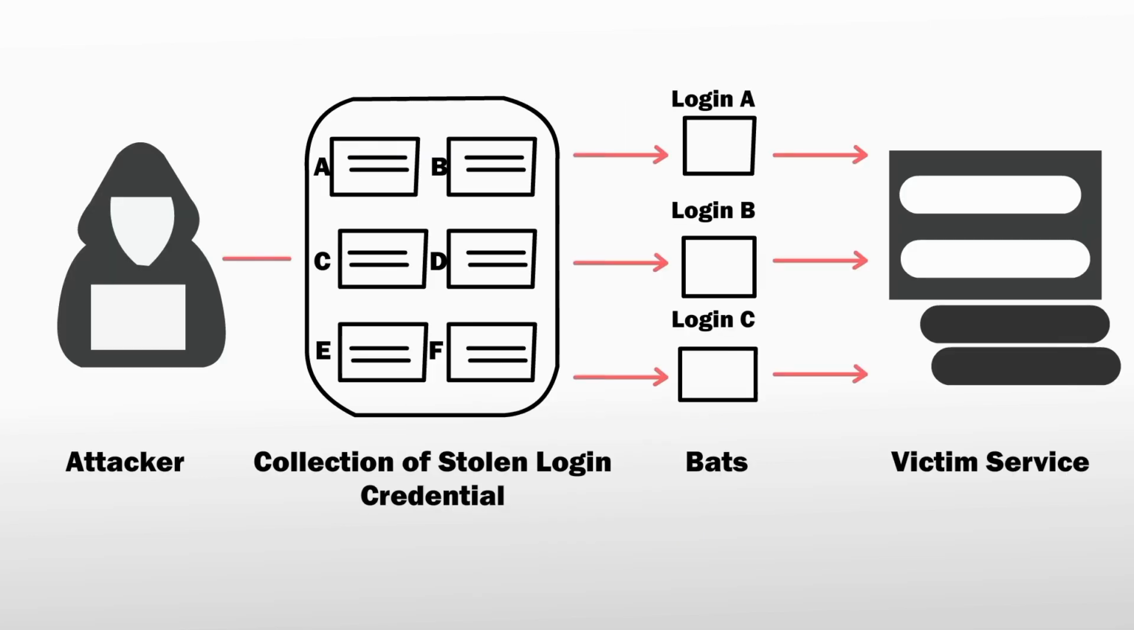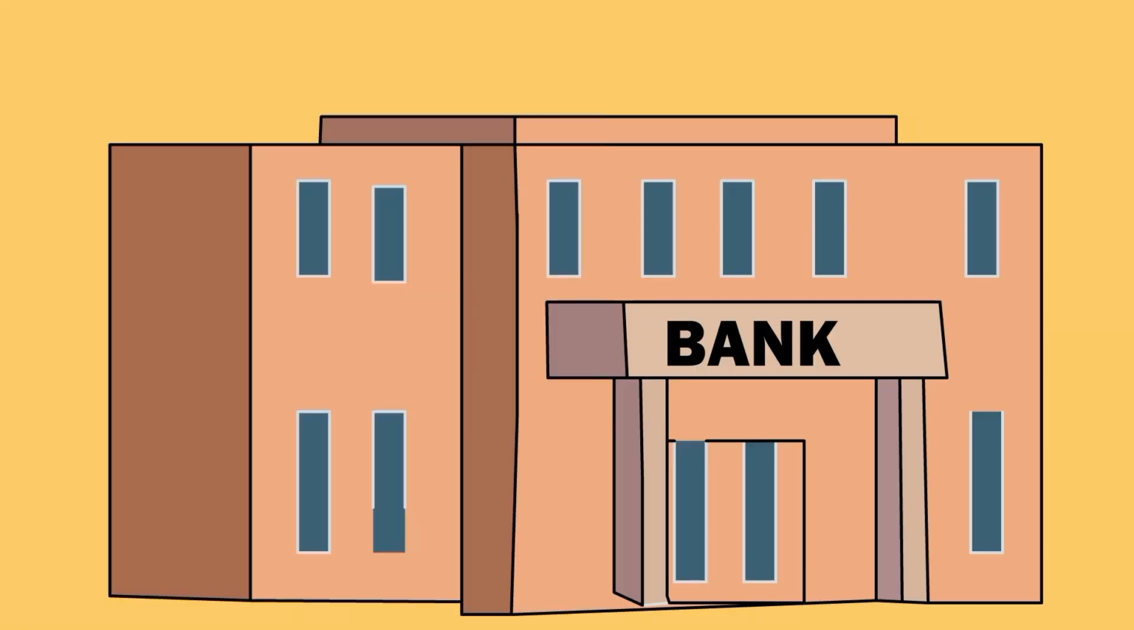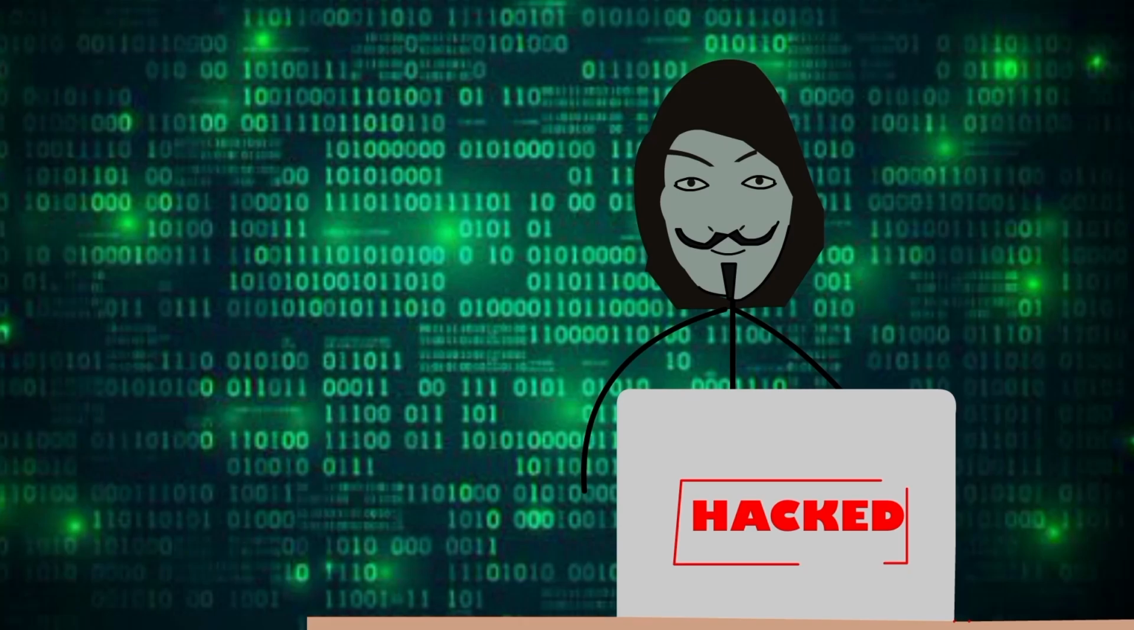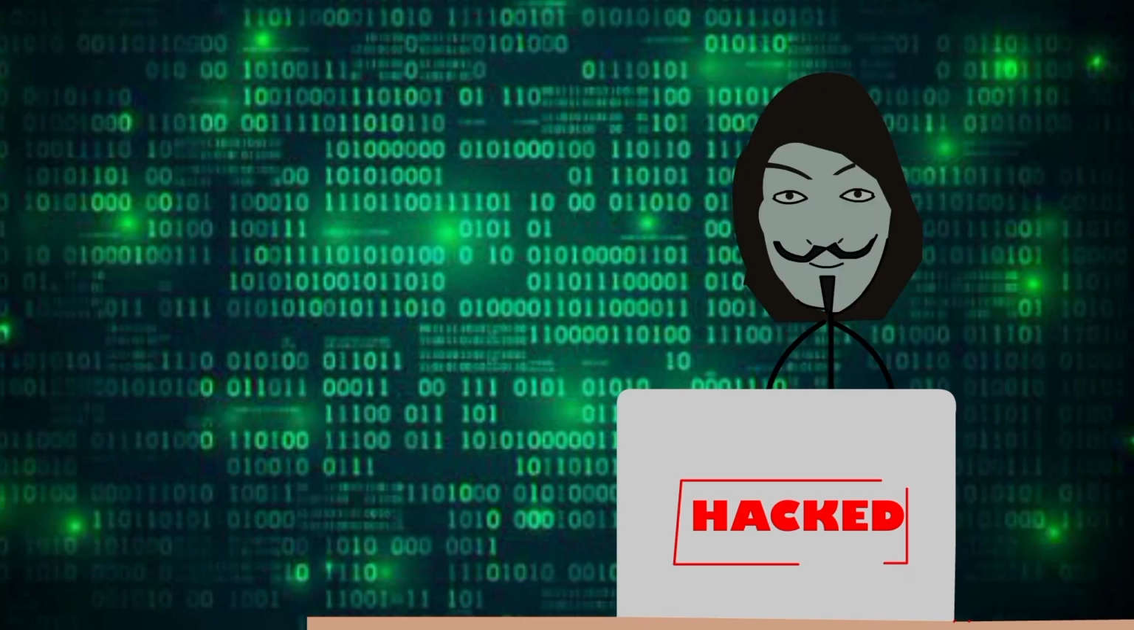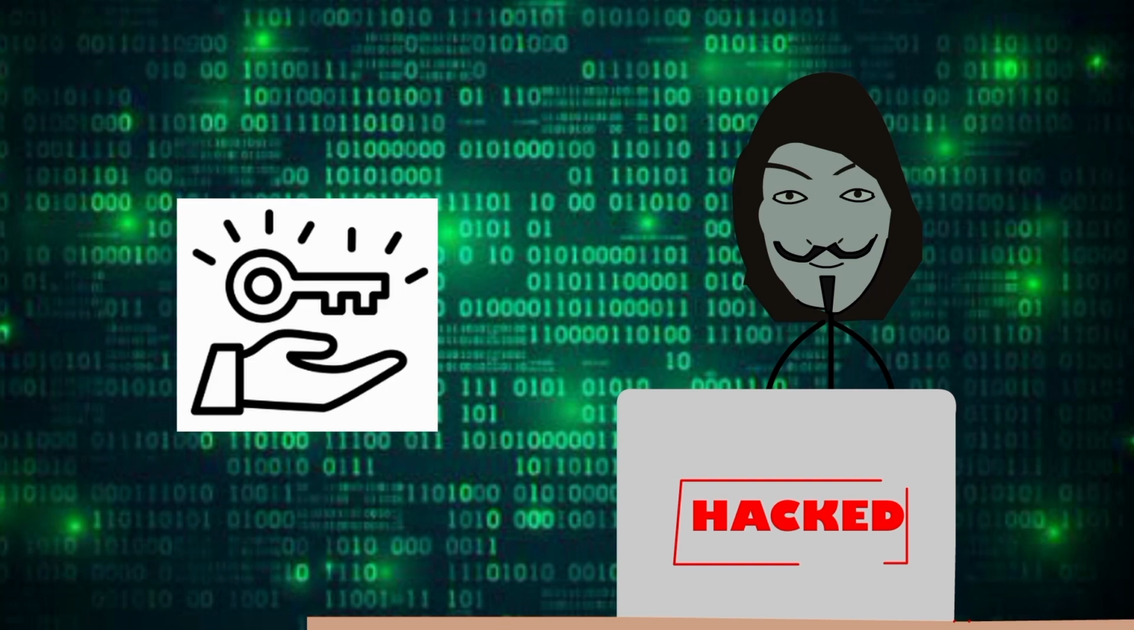Here's their process. Credential stuffing tools automatically try stolen email password combinations across Netflix, Amazon, banks, Gmail, everywhere simultaneously. Since most people reuse passwords, breaking into one account often means accessing everything.